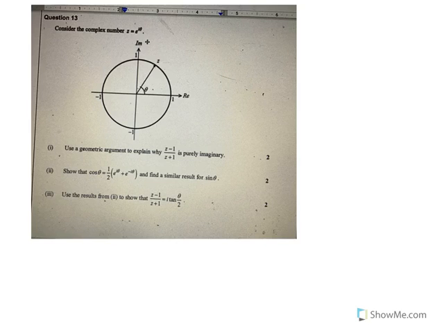Okay. Alright, so just the first part. I'll just do the first part first. So use geometric element to explain why z minus 1 on z plus 1 is purely imaginary.